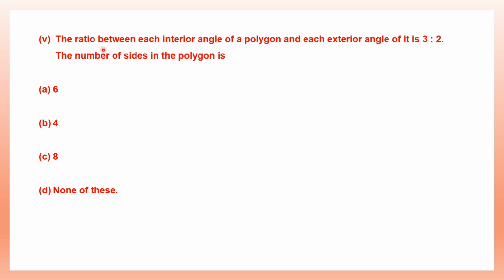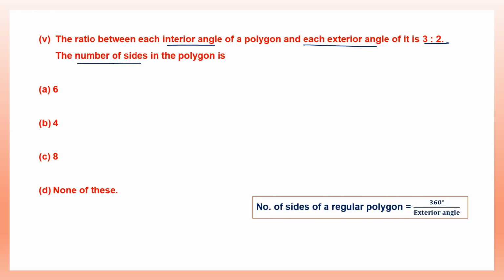Question 5. The ratio between each interior angle of a polygon and each exterior angle of it is 3:2. That means interior angle to exterior angle is 3:2. Now we have to find the number of sides. Remember, whenever you have to find the number of sides, you have to use this formula where it says number of sides of a regular polygon is 360 divided by exterior angle. We don't know the exterior angle. So let's find the value of the exterior angle.